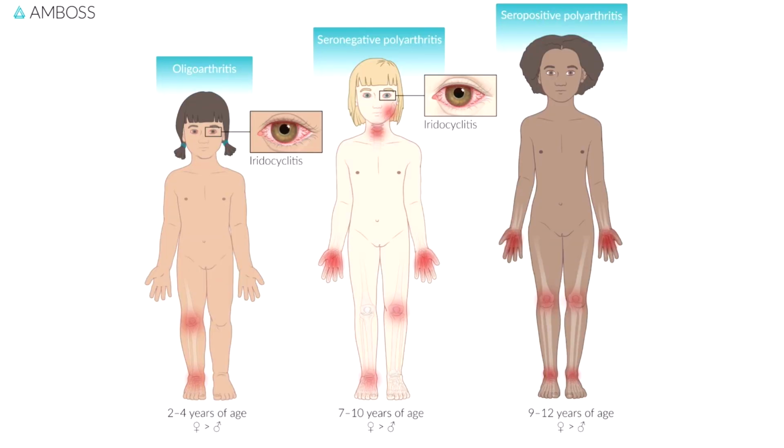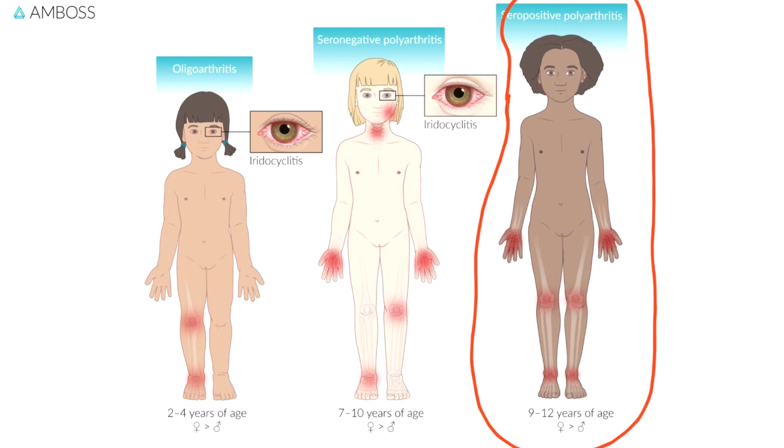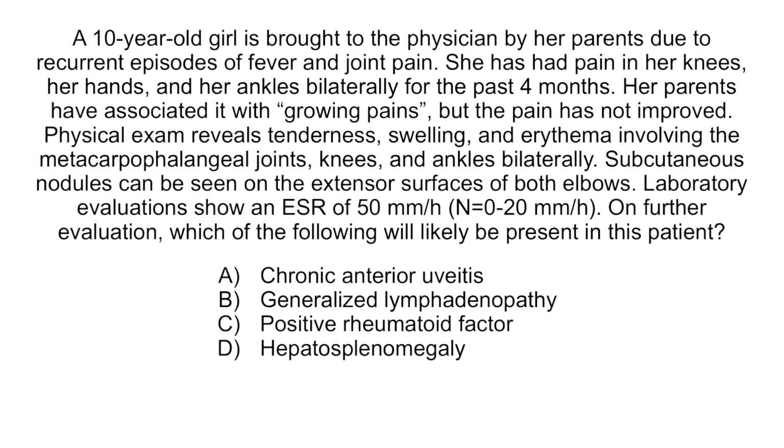Recall that in seropositive polyarticular JIA, joints are symmetrically involved and smaller joints, such as the interphalangeal joints, are commonly affected, like we see in our patient. Large joints, such as knees and ankles, may also be affected. Also, patients may have subcutaneous nodules on the extensor surfaces of elbows and the Achilles tendon. Again, our patient has all of these classic features.